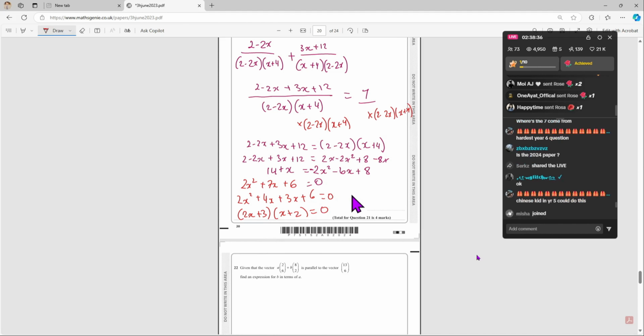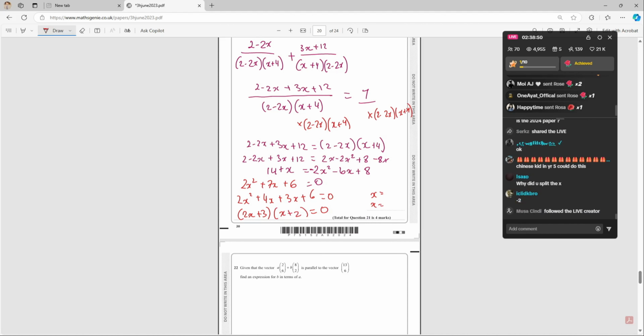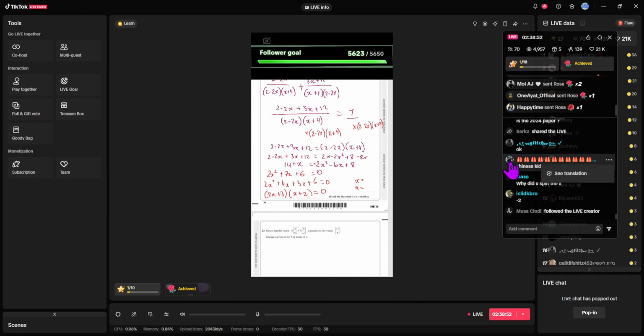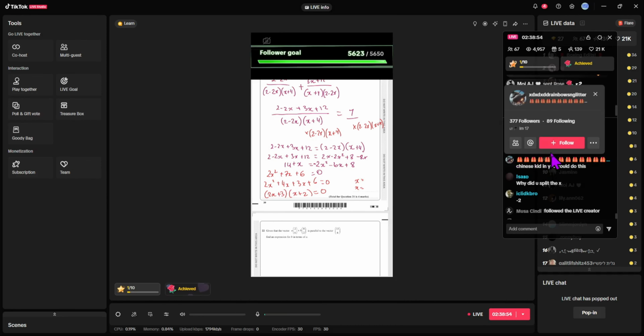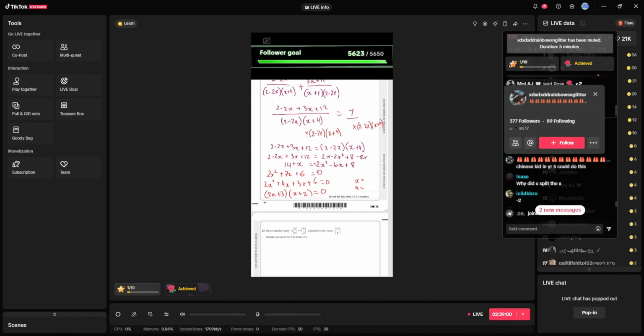Now that we have done that, we can easily find our two values of x. So now, in the chat, tell me what our two values of x are. Why did I split the x? I split the x because we had to factorize it, okay? That's why we split the x.